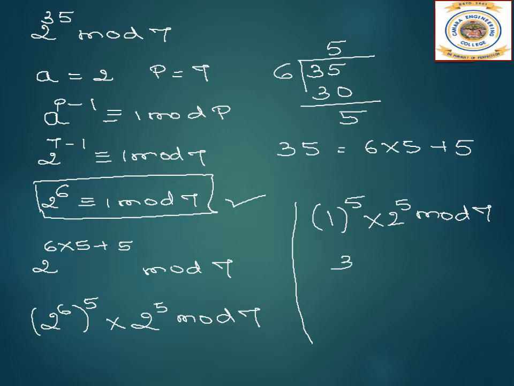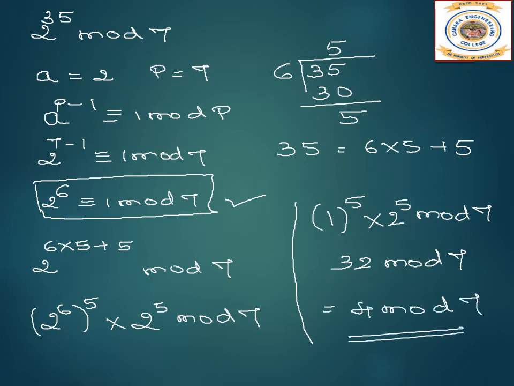It is 32 mod 7. 32 mod 7 will be 4 mod 7. So this is your answer for 2 to the power 35 mod 7. So this question we have solved using Fermat's theorem.